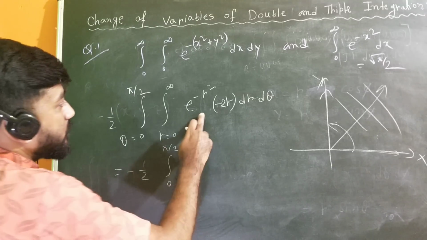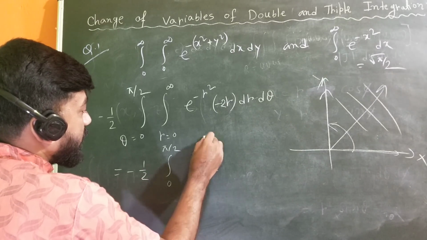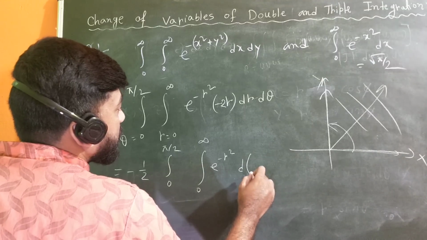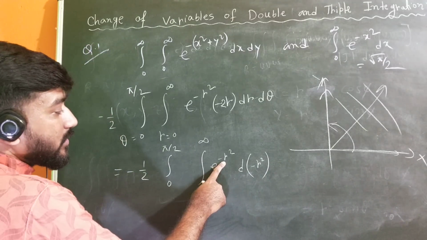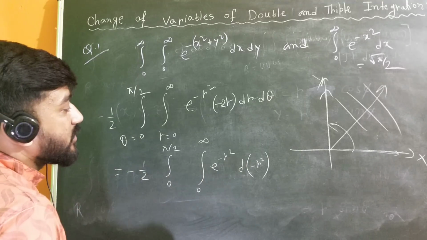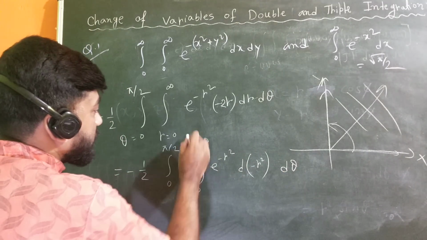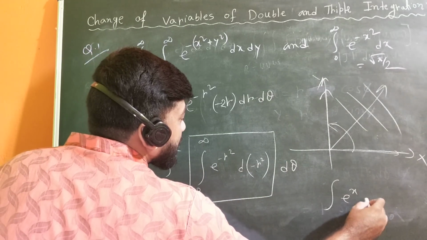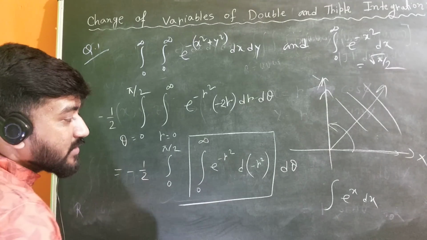Into, for the r integration, you can see this is 0 to infinity, and this is e to the power minus r square into d of minus r square. So it is e to the power x dx kind of situation here, and this is into d theta. So what will be the value of this integration? If you know this kind of integration, e to the power x into dx, then the integration of this is only e to the power x. So here it will be only e to the power minus r square.